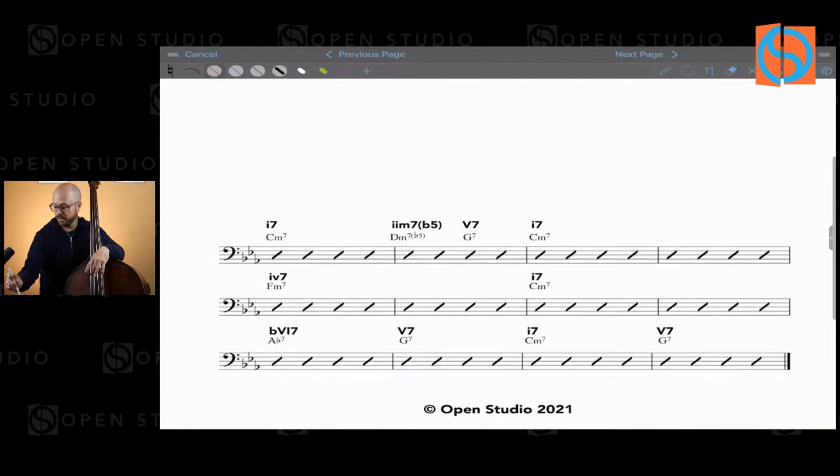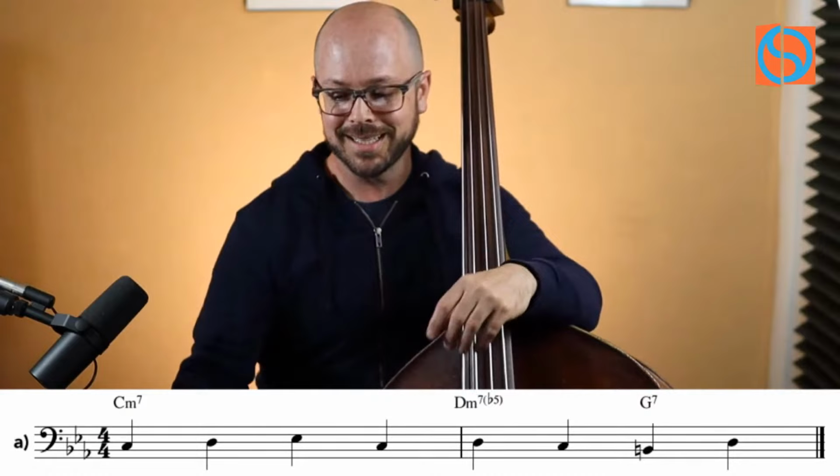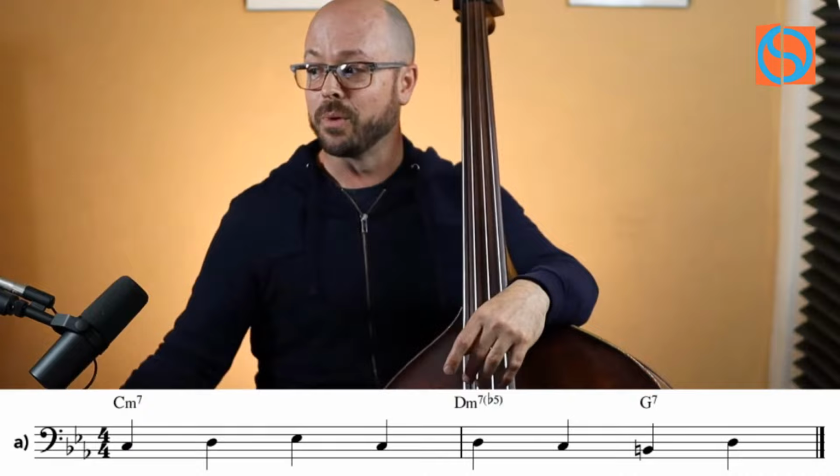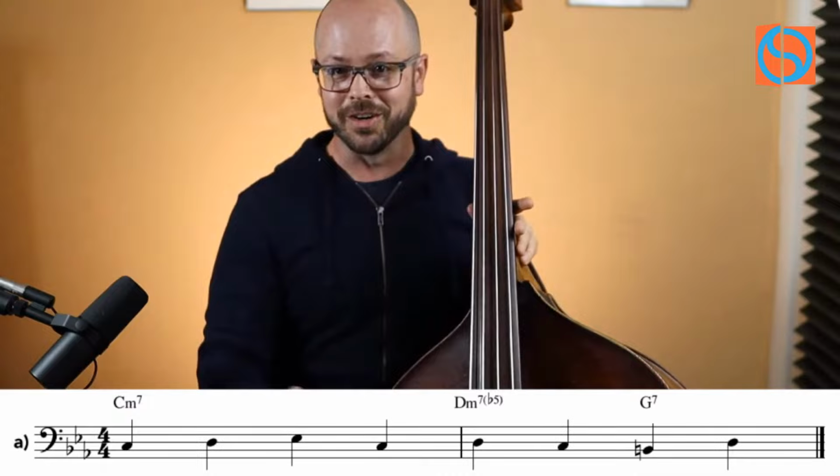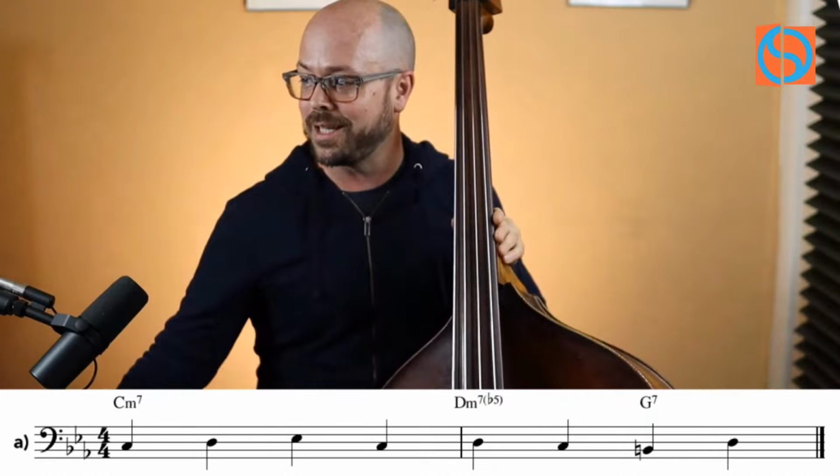So what I want to do is we're going to look at our first example of the first two bars. Remember, in the first two bars, there's the one chord and what we were talking about earlier, that minor 2-5, right? It's really important to be able to hear that.